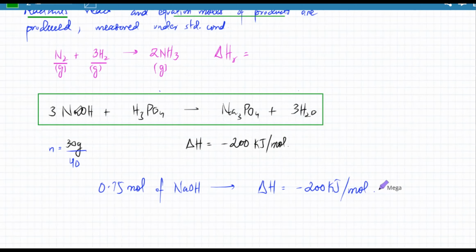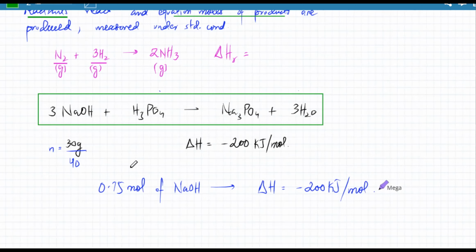So the point is, if I go in the lab and I do this reaction but with 30 grams of NaOH, that means the moles I'm using is 0.75 moles, and I've found out the enthalpy change. But that enthalpy change is for 0.75 moles. It is for the same reaction, but it's not for 3 moles of NaOH, which is why I wouldn't be able to call it the enthalpy change of reaction.